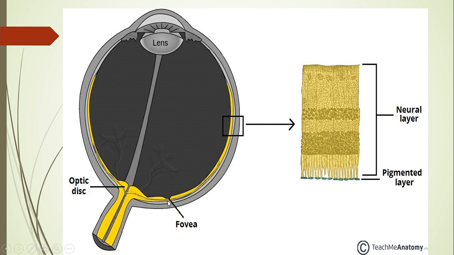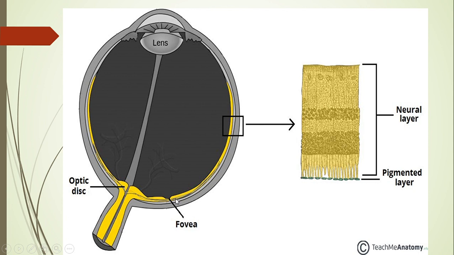That is the macula lutea, and at the center of the macula lutea there is a depression which is named the fovea centralis. This is the area of high concentration of light detecting cells. This is the area of accurate vision, responsible for high accuracy vision.